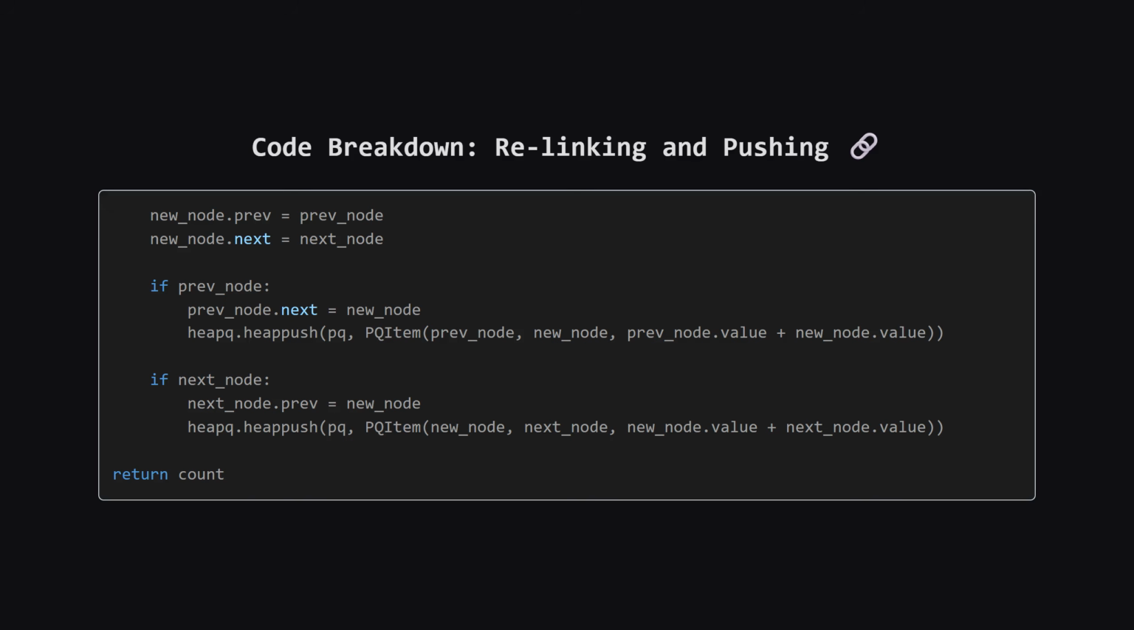Finally, we stitch the linked list back together. We connect our new underscore node to the previous underscore node on the left and the next underscore node on the right. If a left neighbor exists, we push the new pair, left neighbor plus new node, into the heap. If a right neighbor exists, we push that new pair, new node plus right neighbor, into the heap. Once the loop finishes, meaning decrease_count is 0, we return the total count of operations.